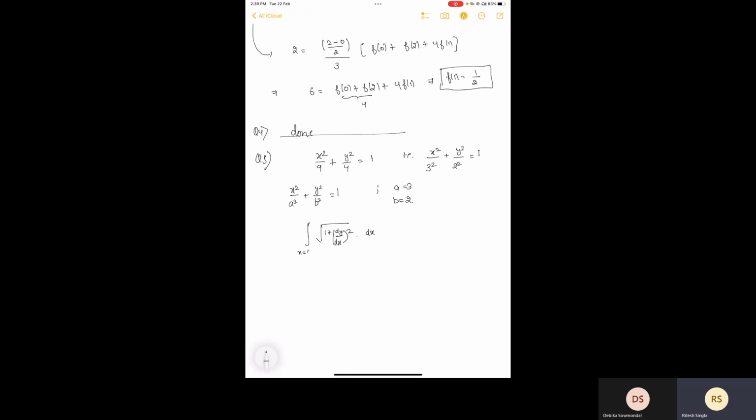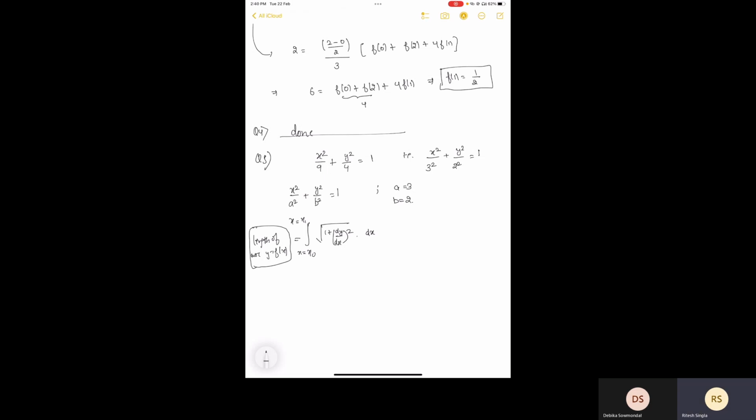where x ranges from say x naught to x1. Length of some arc y is equal to f of x. If you are given some function y in terms of x, then the length of the function is given by this. But since we are in an ellipse, it is not quite making sense to do this dy by dx, because again it will be in terms of y and x.